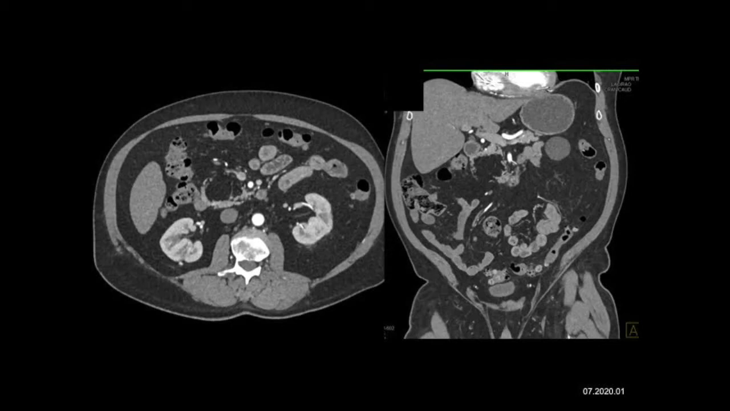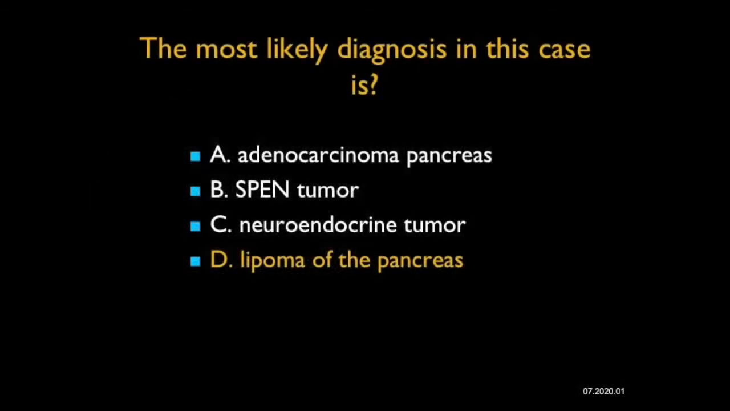Lipomas of the pancreas are relatively uncommon. Usually they're small. This is one of the larger ones. It's a benign leave-alone lesion. Obviously, patients with cystic fibrosis have replacement of the pancreas with fat in most cases, but this is a solid lipoma and not a patient with cystic fibrosis.